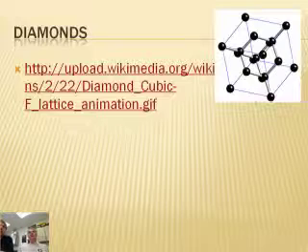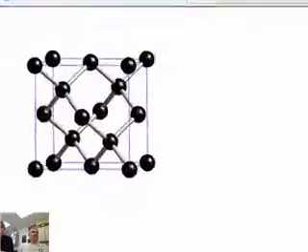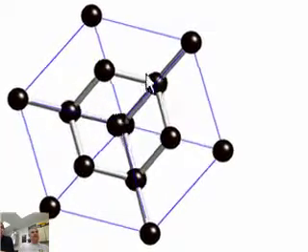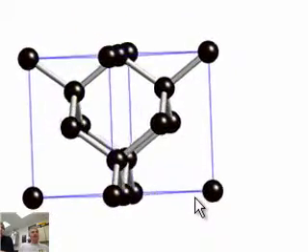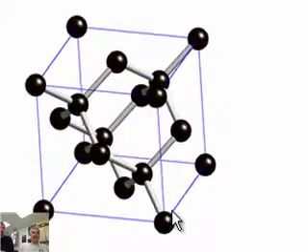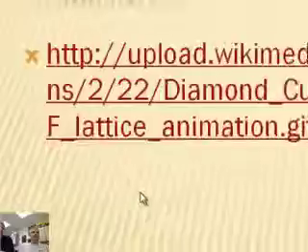I think this moves if we click on the link. Let me click on the link here. So here is the crystal of a diamond. They're all tetrahedral arrangement. Remember that bent or the 109-degree angle, and they go on and on and on and on. And so that's what diamonds look like.